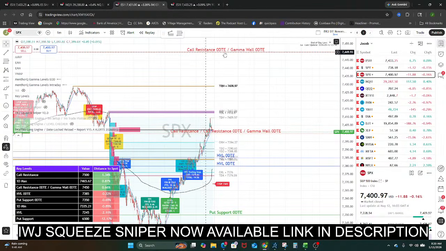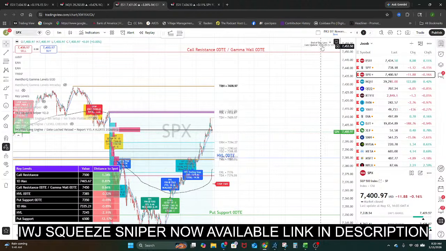So call resistance, you've got 0 DTE call resistance, you've got the 0 DTE gamma wall here. This is where heavy call options sit. And when price is above these lines, this is a very, very heavy level, as is this. One of these is going to be intraday. Yeah, so that's the intraday one. This is your end of day. So this is your really heavy line. This is really where the market makers are underwater.